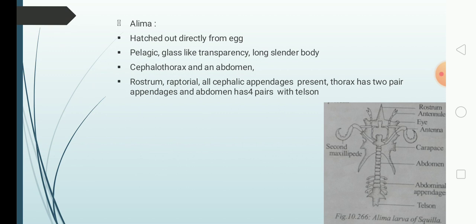Whereas the abdomen is segmented and has 4 pairs of appendages. Then the abdomen ends in a end called the telson, and the second maxillipedes are raptorial. This is about the Elyma larva.